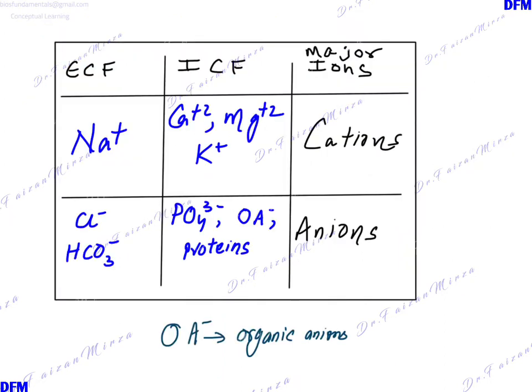The major cations and anions of the ECF and ICF include sodium, which is the major cation of ECF, whereas the major anions are chloride and bicarbonate. When we move from the ECF into the intracellular fluid, the major cations are potassium and magnesium, whereas the major anions are phosphates, organic anions and proteins.